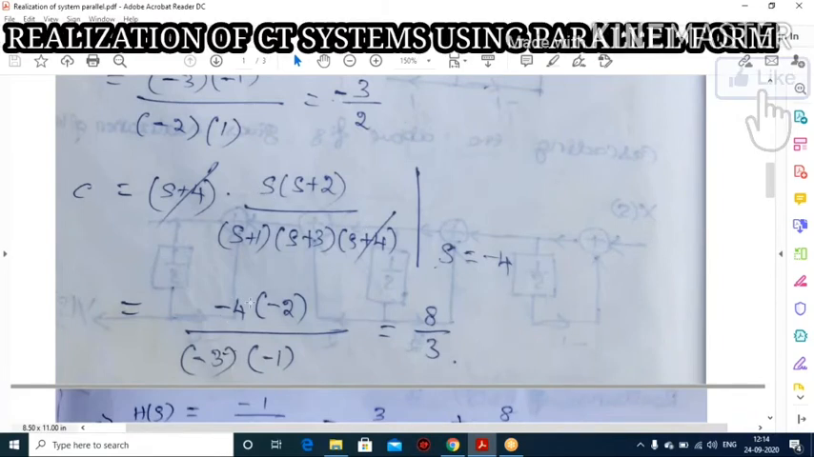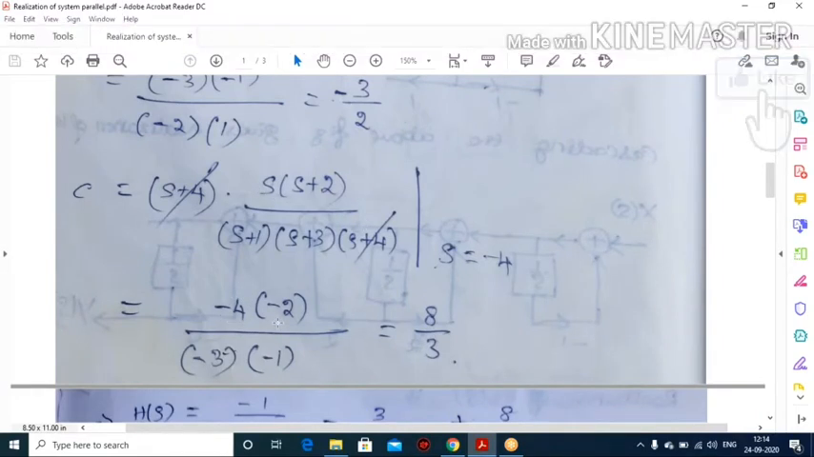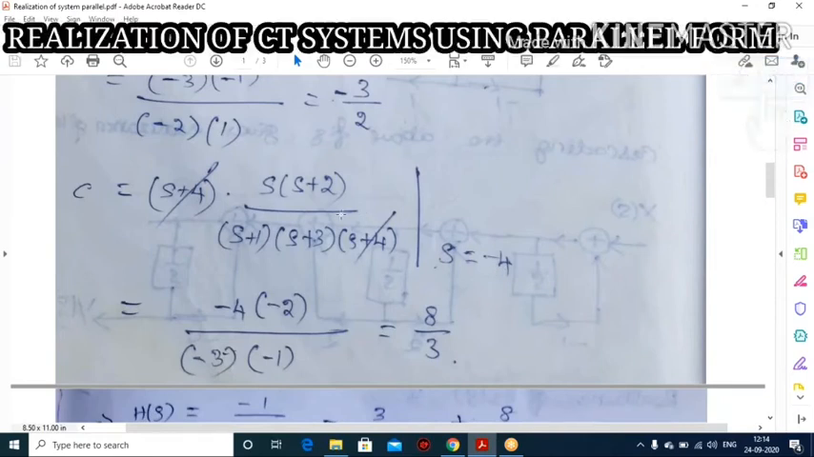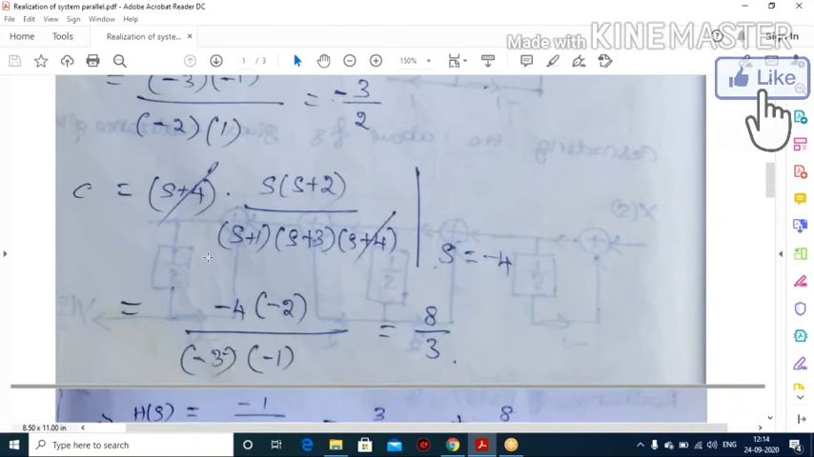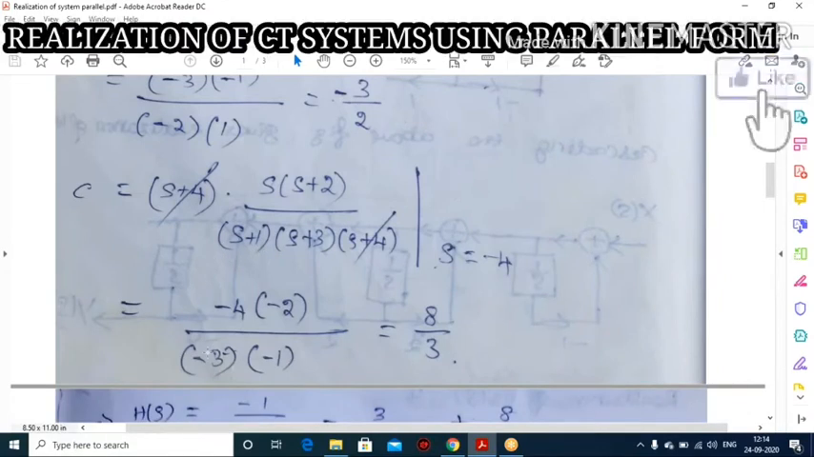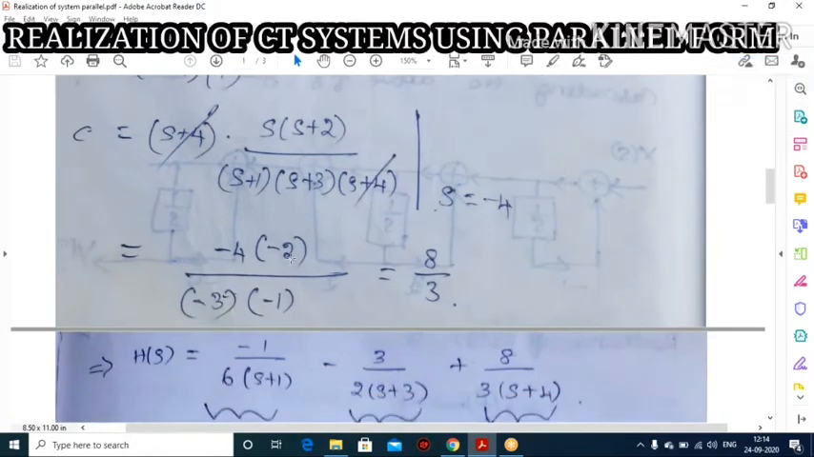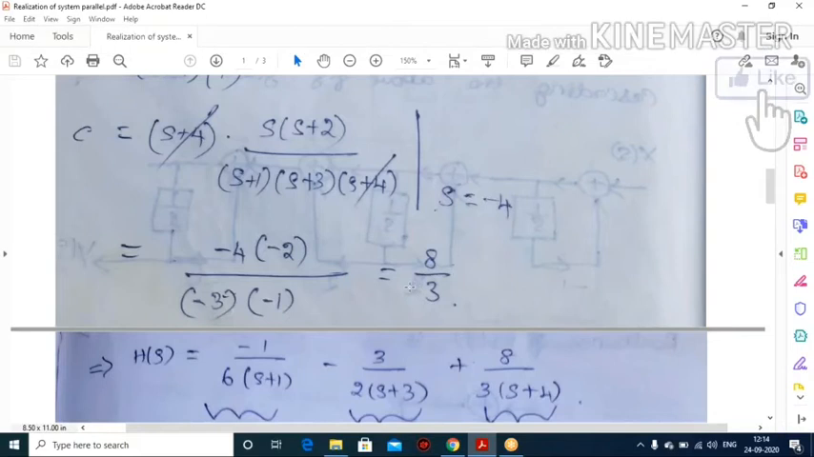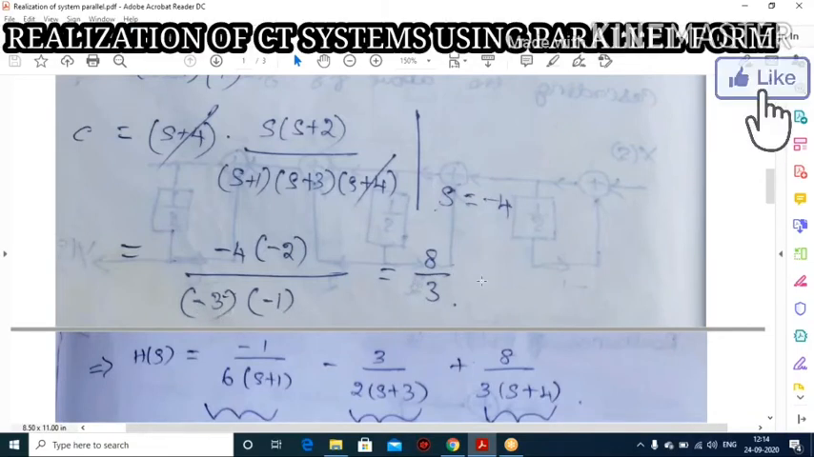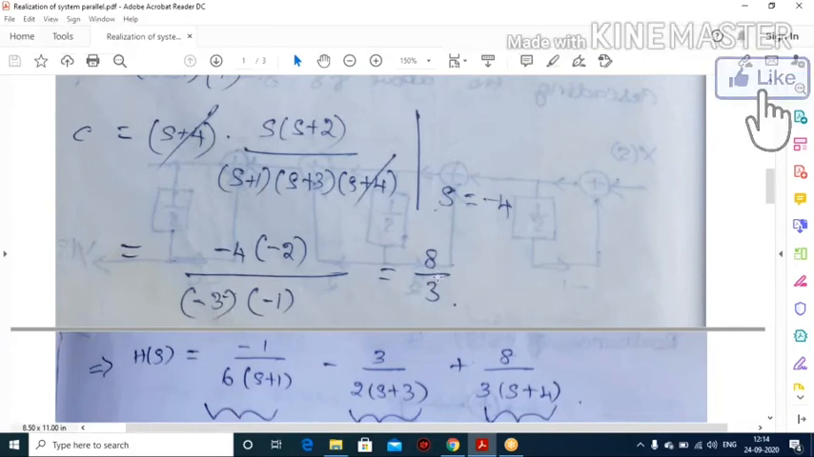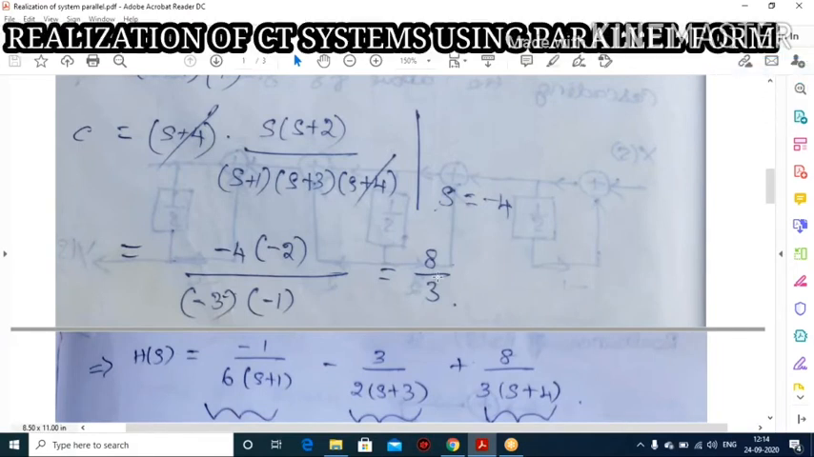So S equal to minus 4, I substitute: minus 4 plus 2 becomes minus 2, divided by, here I put minus 4, so minus 4 plus 1 is minus 3, and minus 4 plus 3 is minus 1. Now what do you get as the final result? Minus into minus becomes plus. So 4 into 2, 8, divided by, here also minus into minus becomes plus, so 3 into 1, 3. So 8 by 3. Now we calculated the A, B, C values.